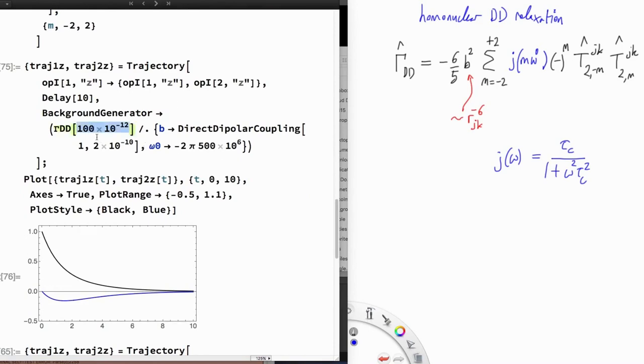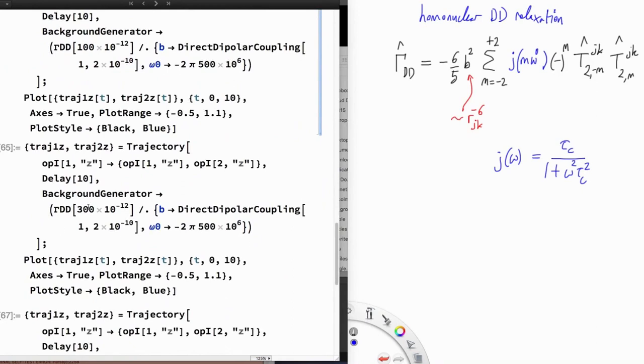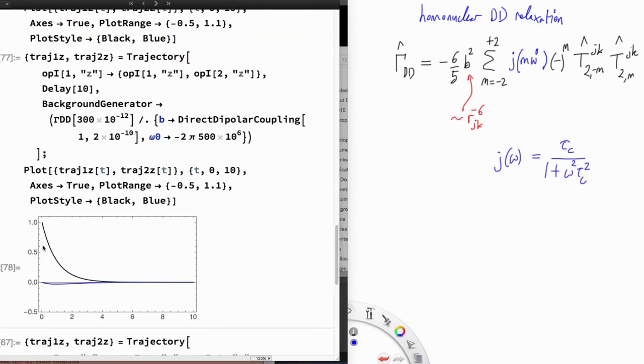But now we're able to change this correlation time. So here's 100 picoseconds. Let's see if we do the same thing now for a longer correlation time, 300 picoseconds. And what you see now is that the cross relaxation, which causes the magnetization of spin number one to feed into the magnetization of spin number two, is much weaker at this longer correlation time.